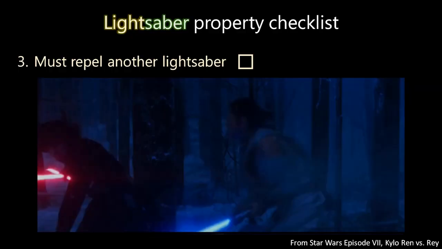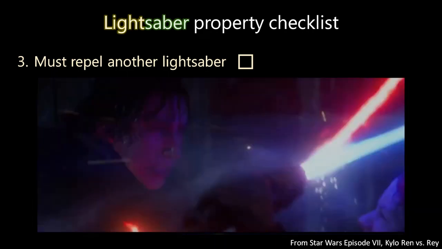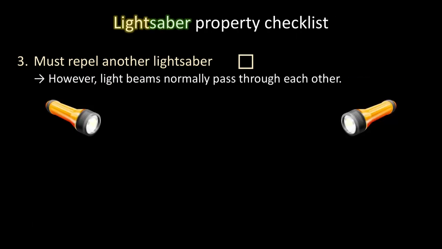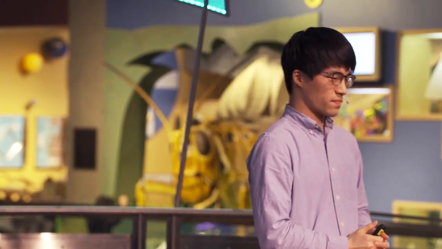However, the third one is tricky. Lightsabers, they clash, they repel each other. But light normally doesn't do this. This is because normally light beams pass through each other. So in principle, we cannot make a lightsaber.